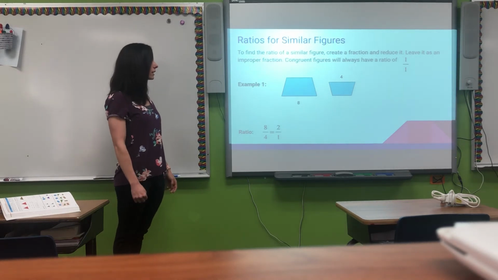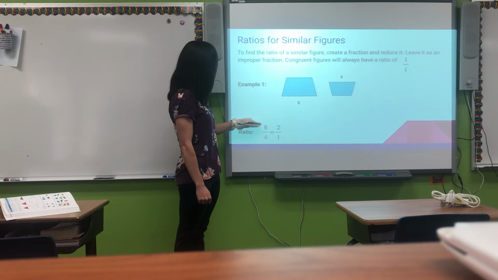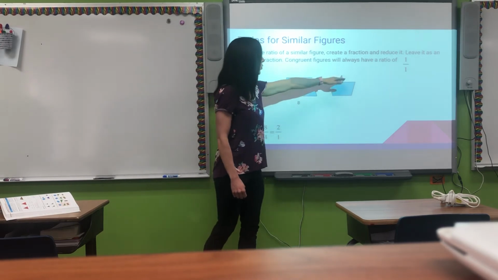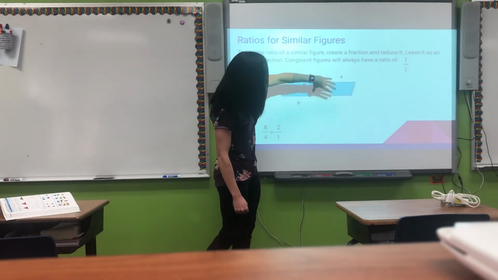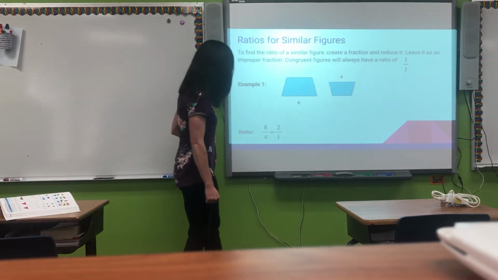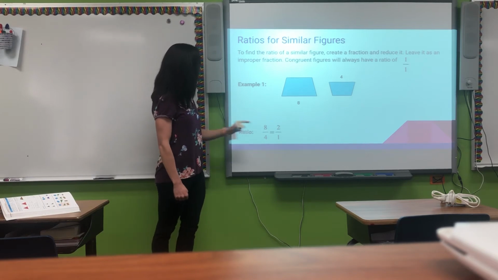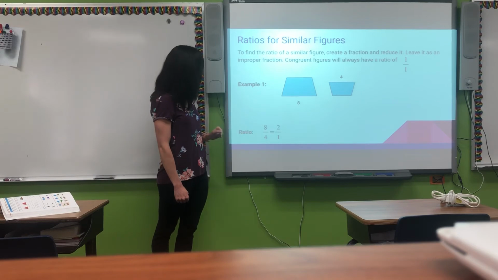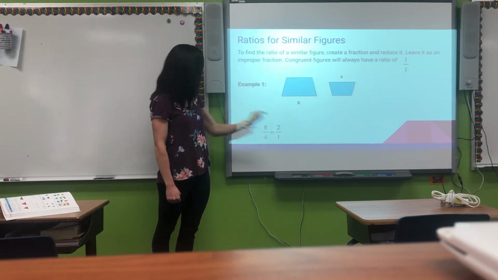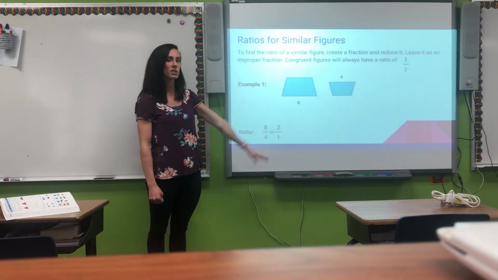Okay, so here's our example. In this quadrilateral, we have 8 here. That becomes our numerator. 4 here. So these are the corresponding sides, right? If we flipped it, those would be the sides that match up. 8:4, we're going to reduce that. You can divide 8 and 4 by 4. 8 divided by 4 is 2. 4 divided by 4 is 1. So our ratio is 2:1, and we're just going to leave it like that.